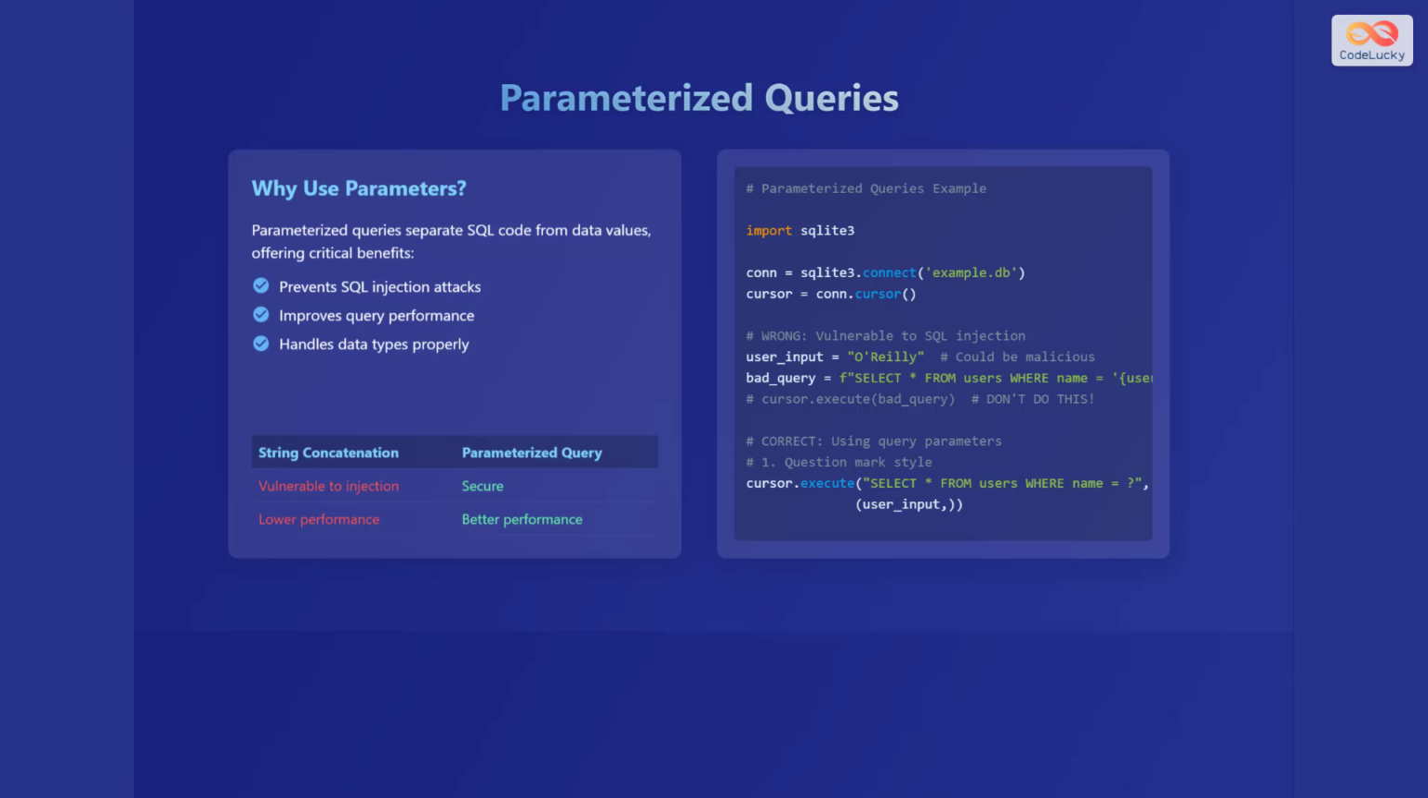First, we import the sqlite3 library. Then we connect to the database example.db and create a cursor object. After that, we have an example of what is wrong. If we take the user input directly, the code becomes vulnerable to SQL injection. Instead, we can use parameterized queries using the question mark style or the named parameter style, which are shown in the code. For inserting multiple parameters in order, we can pass a tuple containing the values.